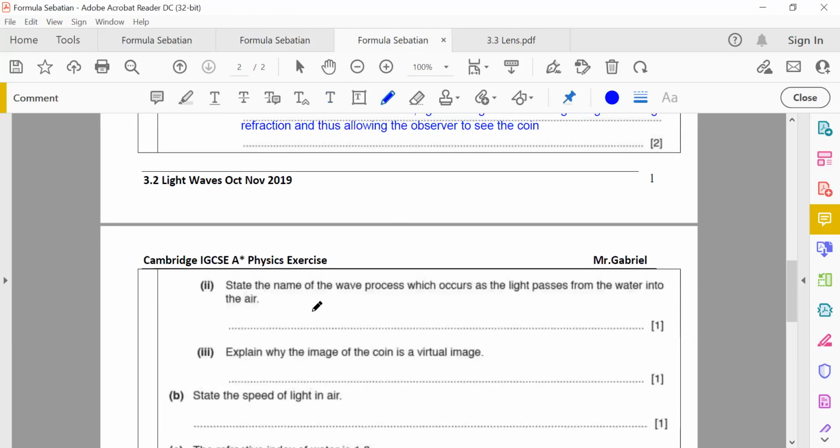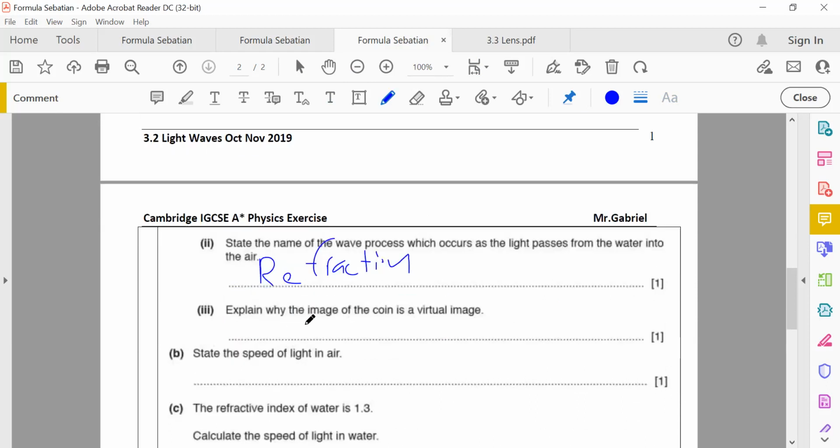Then next, state the name of the wave process which occurs as light passes from water into air. Obviously, yet again, this is going to be refraction. I don't know why this is here again. Stupid question. Explain why the image of the coin is a virtual image.